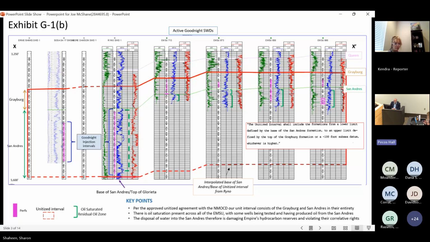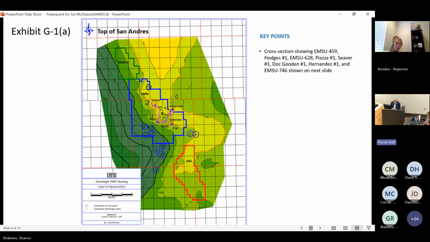Here we're going back to G1A with a slightly different rendition. Can you explain to the commissioners why this is significant? This is again just a similar map to the first one, but it's for showing a different cross-section line that you'll see in the next slide. The cross-section moves basically along the apex of the structure, the structural closure itself, and it's going to include permitted wells as well as existing producers.